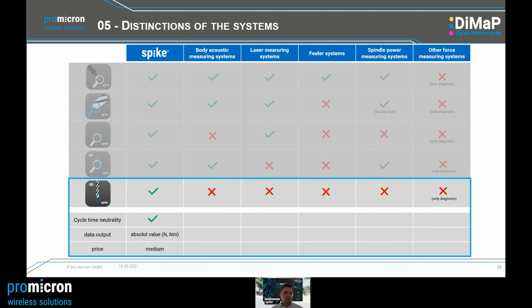How can we evaluate that? That makes it a little bit more simple. A laser system, a feeler, or the spindle load, these are systems that reach their limits. Based on the uniqueness of Spike, with the bending moment, we have a huge value in having this powerful sensor to detect these issues, cycle time neutral, and even with absolute values, in order to differentiate how big the deflection is. Yeah?